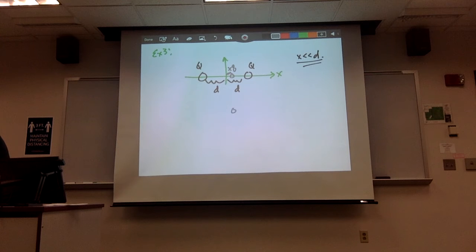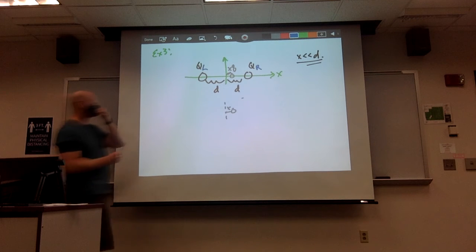So here's my little Q. We know it's displaced from its equilibrium position by an amount of x. So this is my amount x. So for now, I'm going to put some subscripts on here. I'm going to call this Q left and I'm going to call this Q right, just so we know which one the force is coming from. Just so we can keep track.